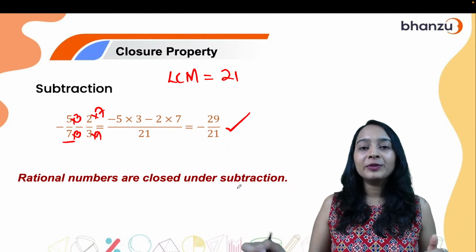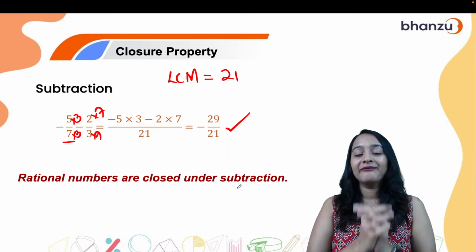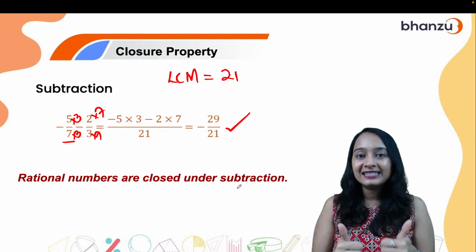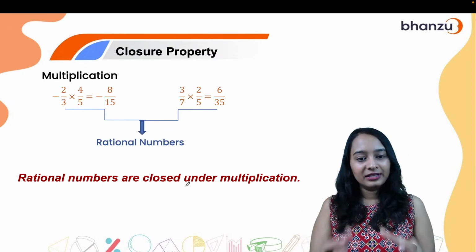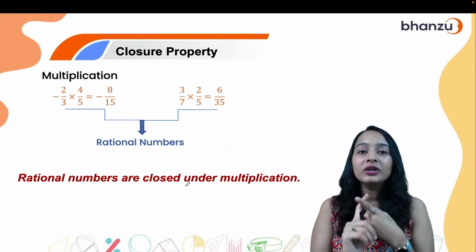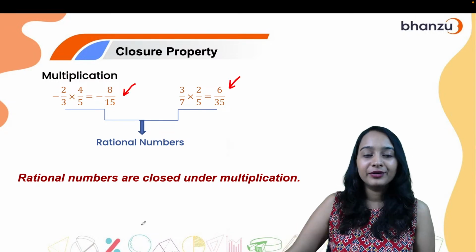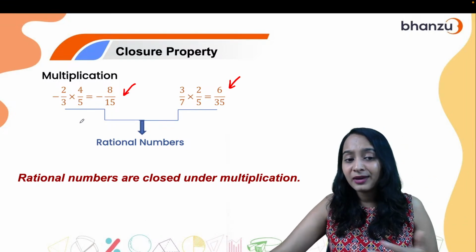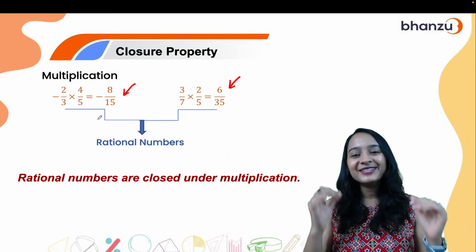So what does closure property say? When you take 2 rational numbers and operate between them, when I subtract them, the answer is a rational number again. Yes, so rational numbers are closed under subtraction. Similarly, they are closed under multiplication also. Whenever I multiply 2 rational numbers, I am getting back a rational number. Be it 2 positive rational numbers, 2 negative rational numbers, 1 positive, 1 negative, it does not matter because the answer is always a rational number.